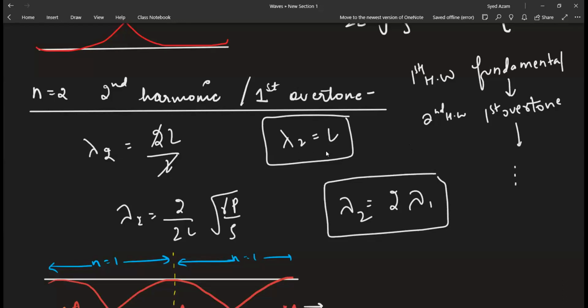So here the wavelength will be L, and the frequency will be 2 times 1 by 2L under root gamma P by rho. This means this is 2 times the fundamental frequency. What is gamma 1? This is the fundamental frequency.